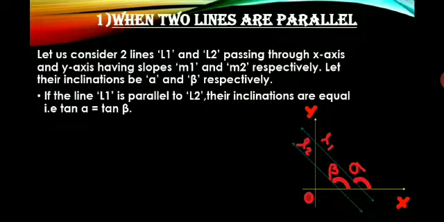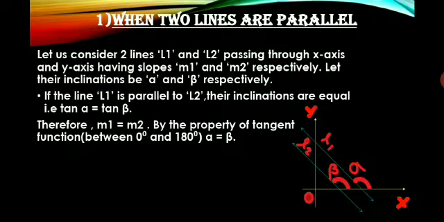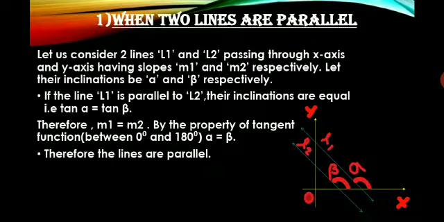If the line L1 is parallel to L2, their inclinations are equal. That is, tan alpha is equal to tan beta. Therefore, m1 is equal to m2. By the property of tangent function between 0 degree and 180 degrees, alpha is equal to beta. Therefore, the lines are parallel.